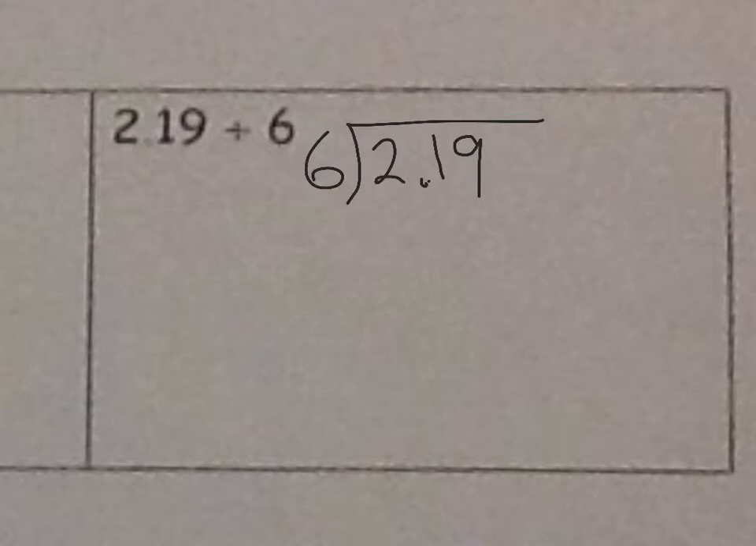So how many times does 6 go into 2 closest without going over? None. I do put the 0 up there even though it's optional. Then I put the decimal point before I go ahead and look at 2 digits instead.